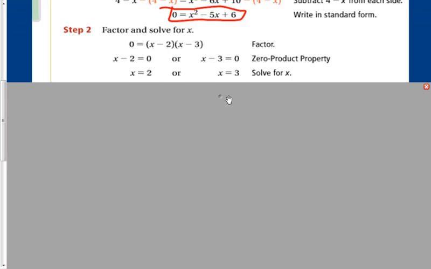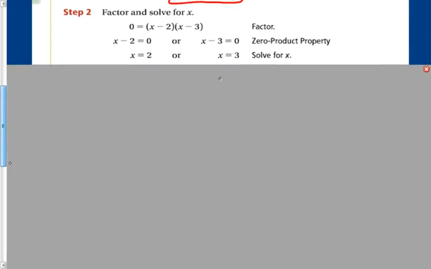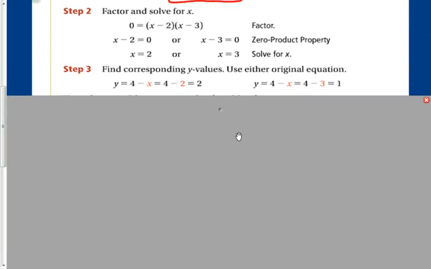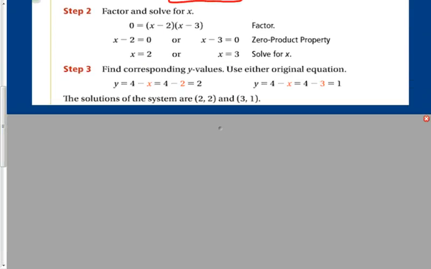But what we have to do is plug each of them back in for one of the originals to find the y values. It doesn't matter which one you plug them in for, but you get the y values of 2 and 1, so we get (2, 2) and (3, 1) as our results.